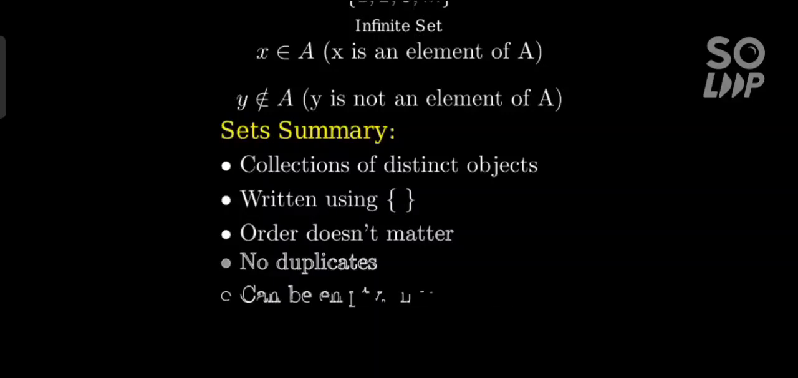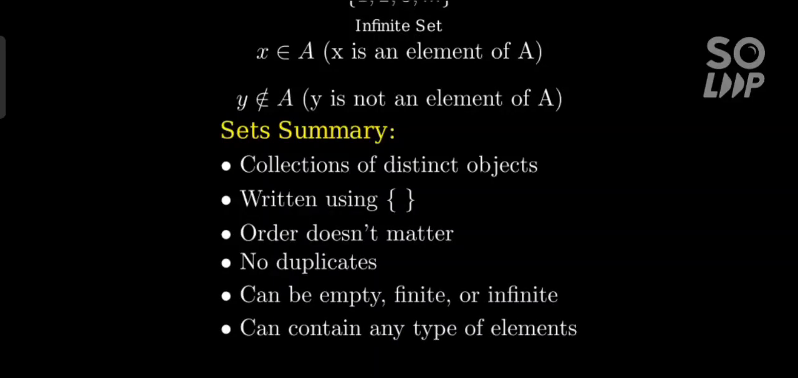Let's summarize what we've learned about sets. They are collections of distinct objects, written using curly braces, where order doesn't matter and duplicates don't count. Sets can be empty, finite, or infinite, and can contain any type of elements.